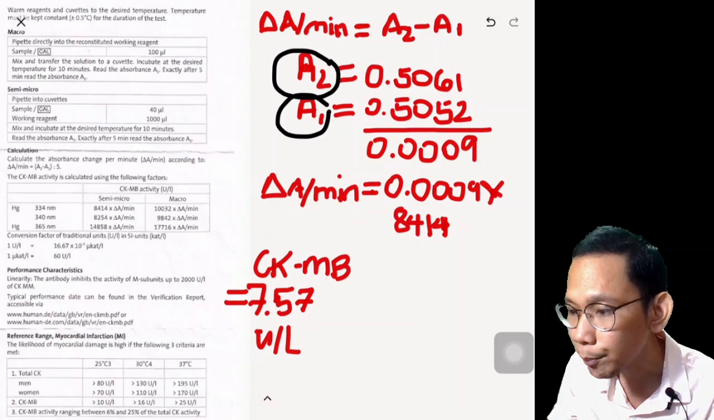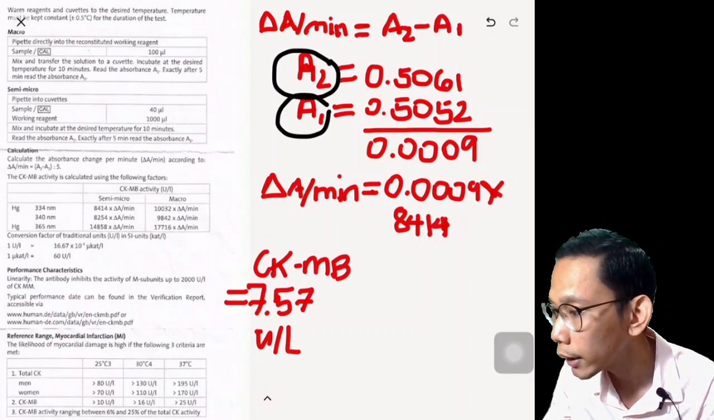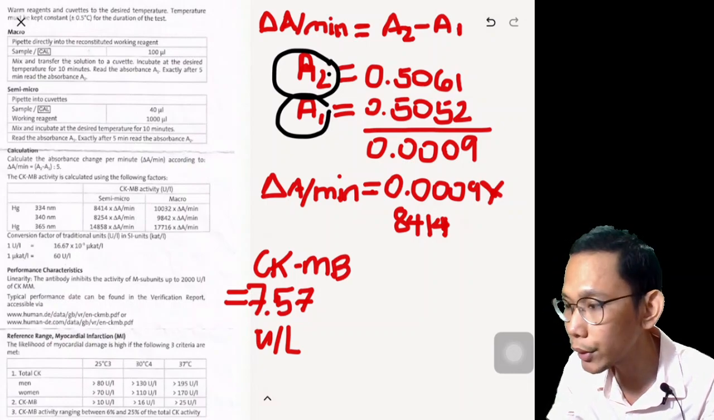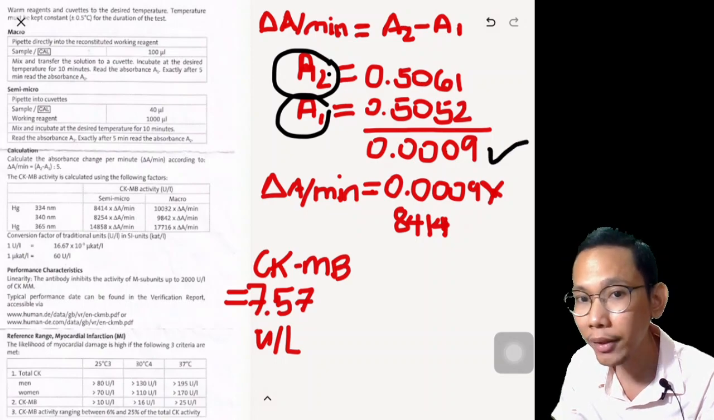Ang next procedure is calculate the absorbance change per minute according to A2 minus A1. So, ito ang A2. So basically, to check for the absorbance of your solution, i-subtract mo lang ang A2 minus A1. Since larger value ang ating A2, 0.5061 minus 0.5052, the value is now 0.009.